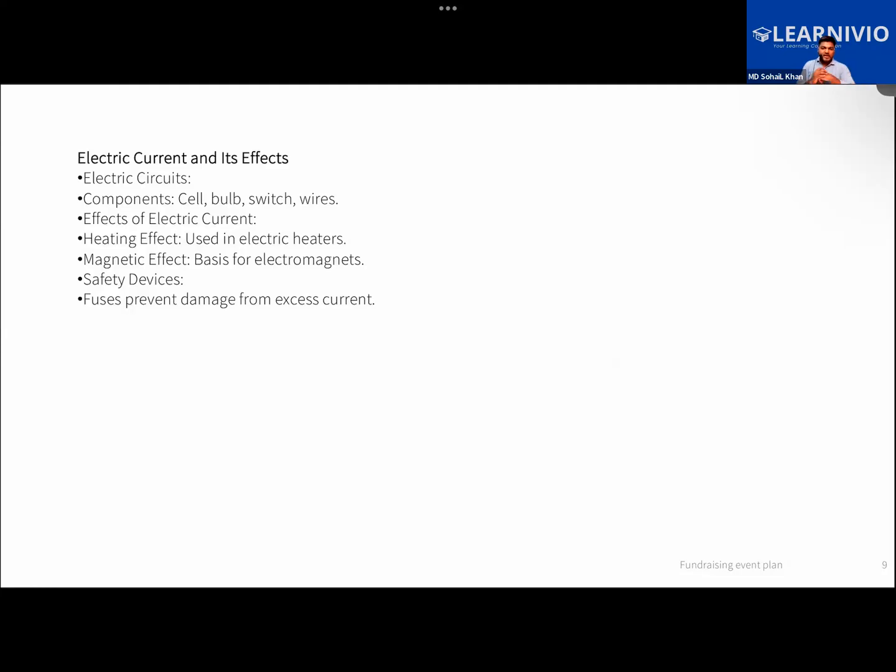Then we had the chapter electric current and its effect, where we learned about electric circuits, about conductors and insulators. What is the effect of current? Like it has the heating effect, it has the magnetic effect. What are the different electrical equipments like switches, fuses, MCBs, etc., which we learned, right? Priyanka, can you define to me what is electricity in simple words?